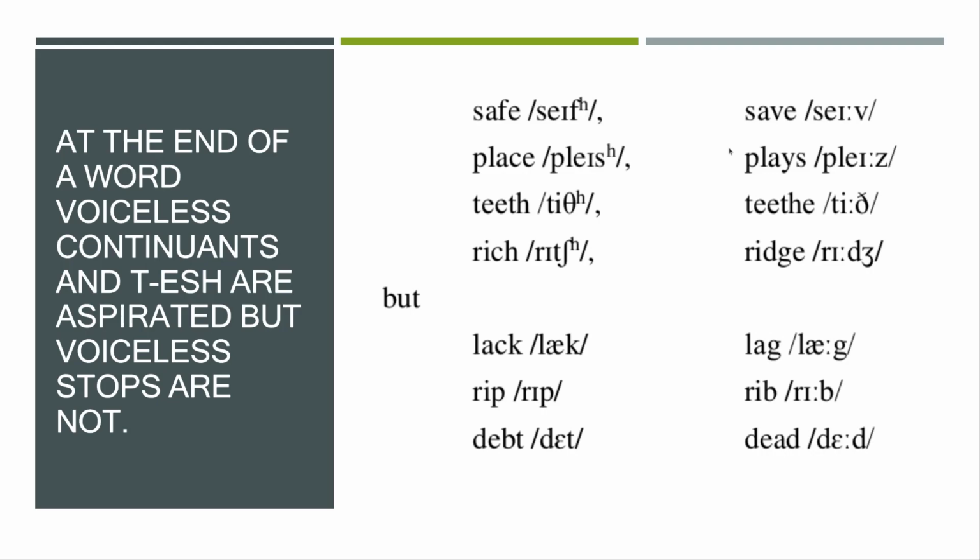All of these words end in continuant consonants. However, if we have words that end in a stop consonant, aspiration is not going to happen, as in lack, rep, and debt. But lengthening will take place. For example, lag, rib, and dead.